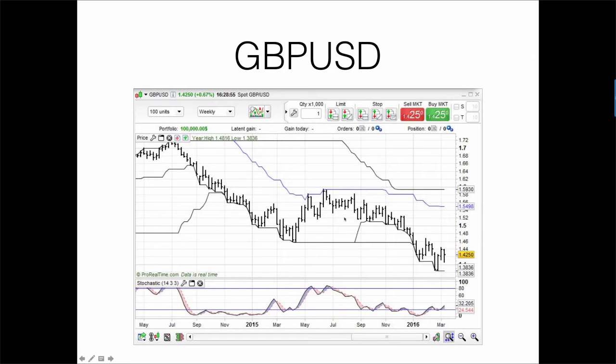So this is what really triggered me to look at this more deeply, this weekly stochastic divergence. It's a fantastic indicator, very rarely wrong, and when it is wrong, it doesn't cost us any money. I like indicators that make us money when they work and don't cost us money when they don't.